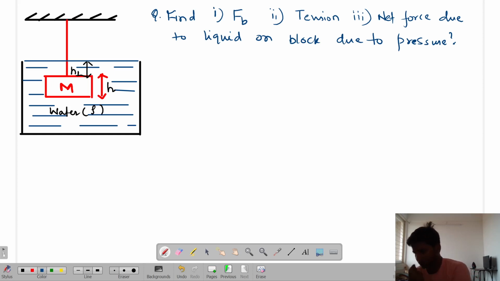Yeah, I can consider area of the block is A.